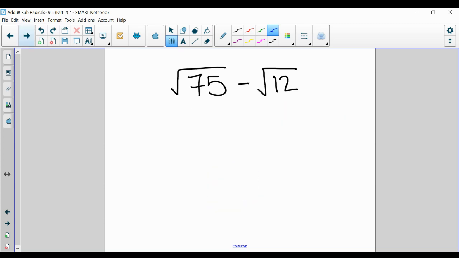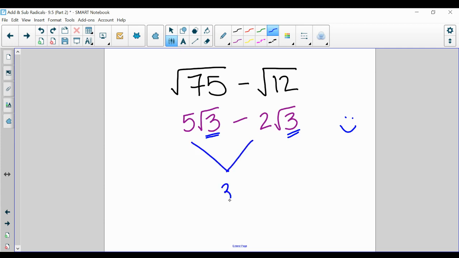Let's try another. Again, pause the video here and try it. You're going to have to simplify first and then combine. All right, you're back. So the square root of 75 should become 5 root 3, minus the square root of 12, which is going to become 2 root 3. So I have root 3 and root 3. Again, good news, I can combine. 5 minus 2 is 3. So my final answer here is going to be 3 root 3.